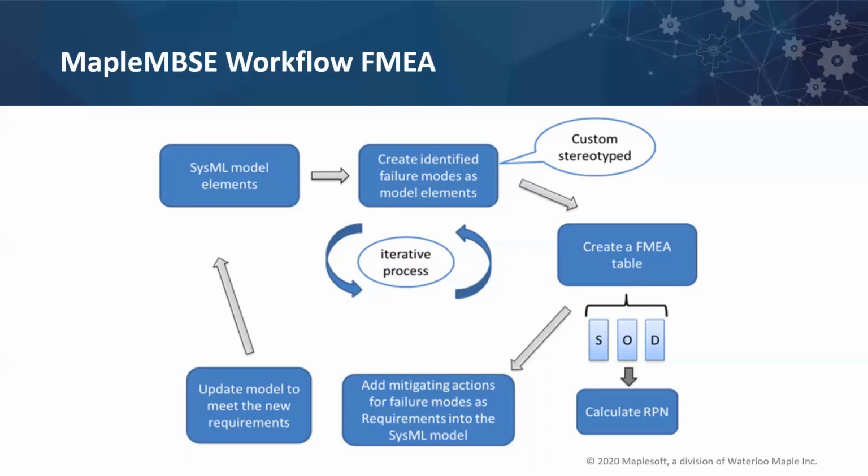And based on these failures that we have captured, we are going to add new requirements into the model in a way of actions that is going to mitigate these failures that we identified. And then the complete workflow would be once this is again added back to the system model. Now the system model will be again iterated to satisfy these new safety requirements that have been put in place.